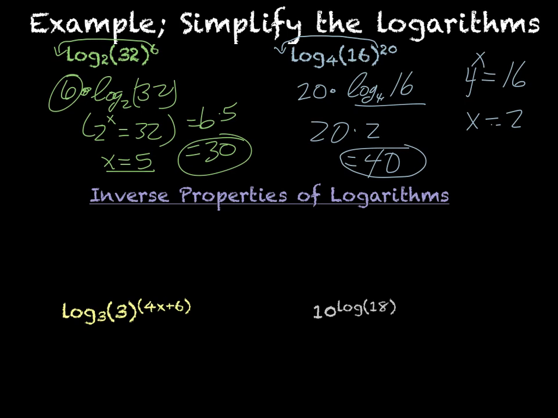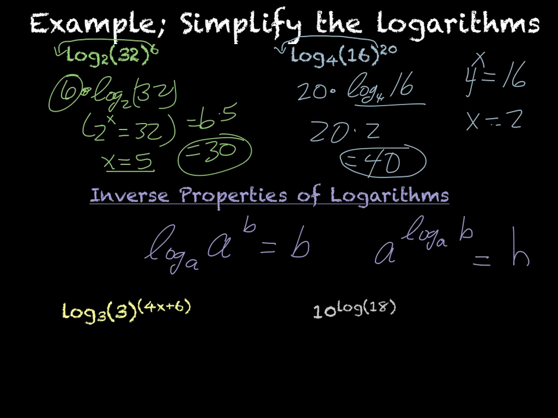There's one last basic property of logarithms, and that is the inverse property of logarithms. This one's pretty simple. It says that if you have log base a of a to the b power, that's going to equal b. Or if you have a to the power of log base a of b, that also equals b. So basically, you can just cancel out as long as they have a common base, leaving you with whatever's left.